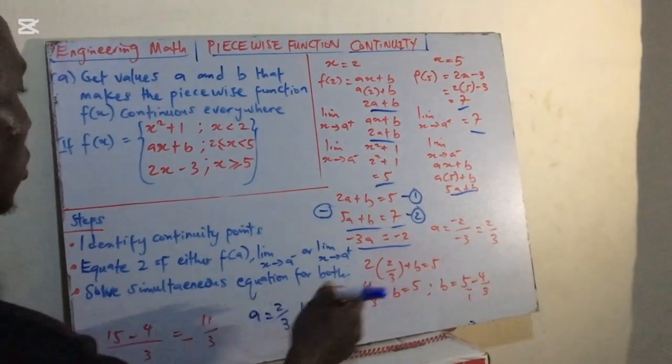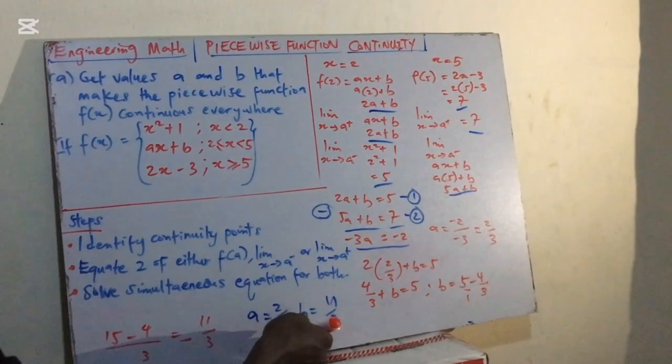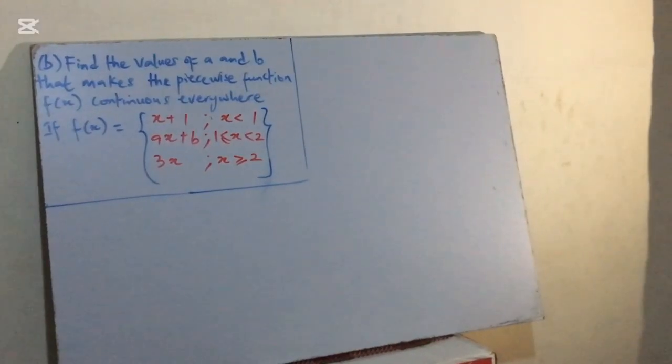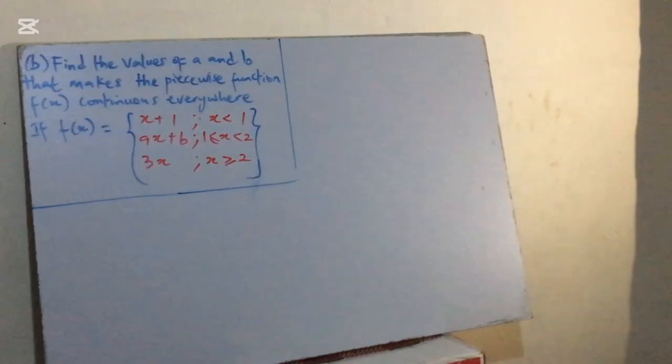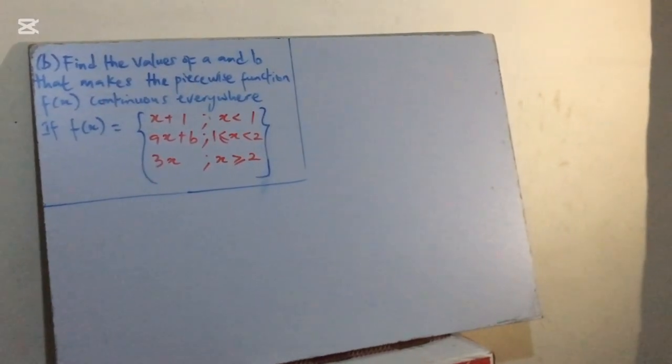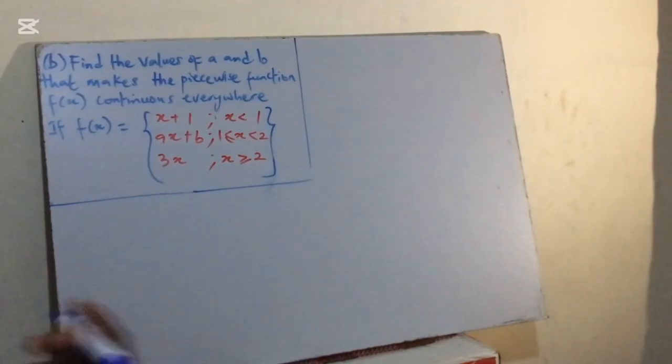11 over 3. So that is the answer for this. Shortly, let's do the second one. Now that we have been familiar with the steps, I will not just write a lot of things again. I will just pick the two limits I want to use. So I pick the upper limit, the backward limit, and the forward limit.